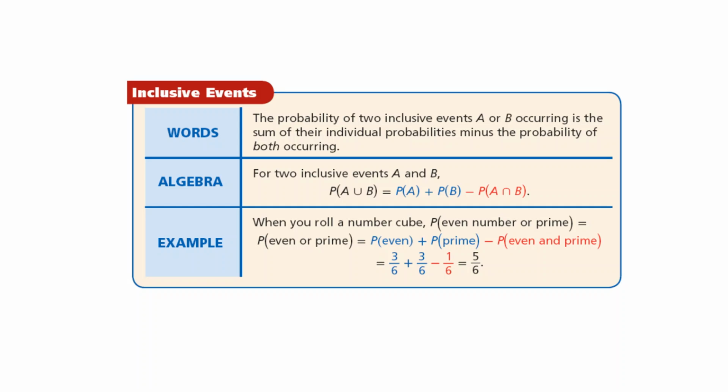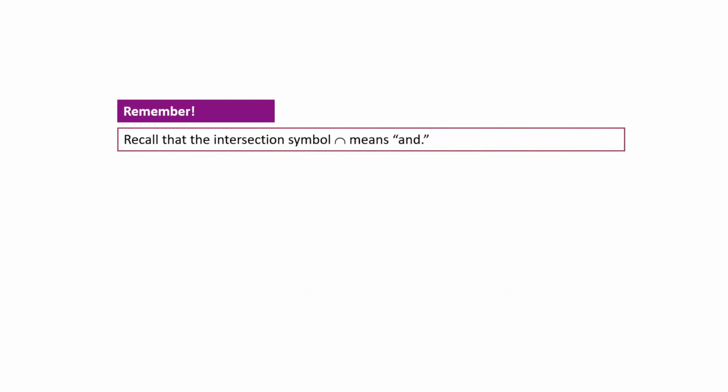All right, and so here's an example. When you roll a number cube, the probability of an even number or prime number is equal to the probability of the even or prime, which is equal to the probability of the even plus the probability of the prime minus the probability of the even and the prime. So again, just remember that when you see this symbol, it means "and." I always try to make it so that I can see that A in it.